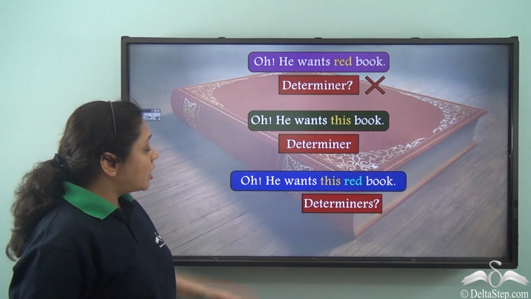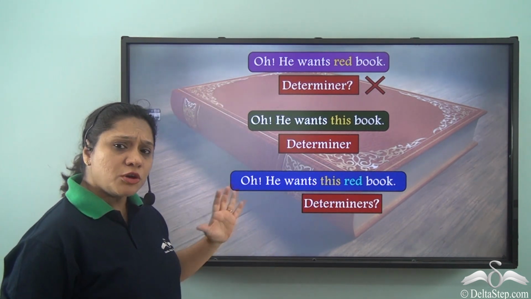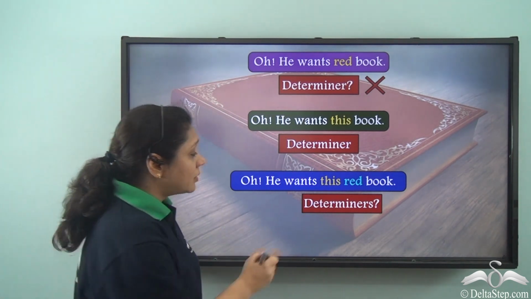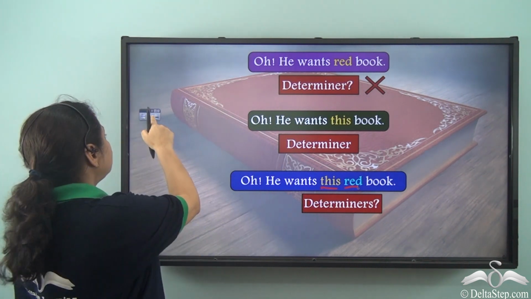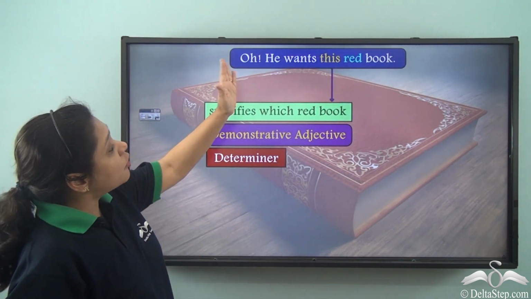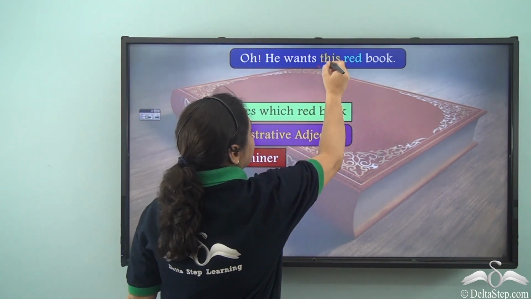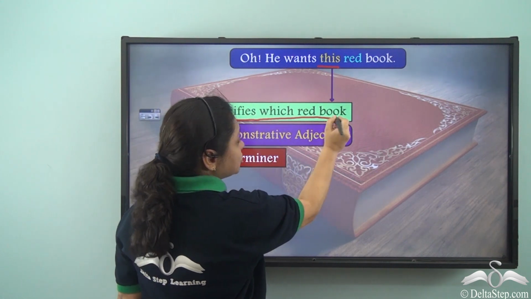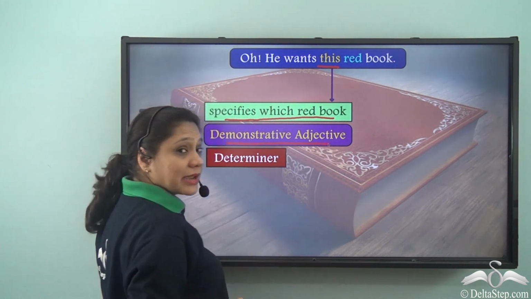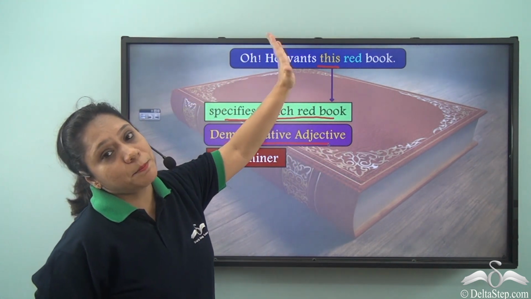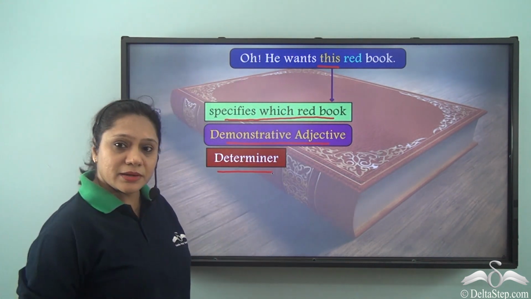But if I say, oh, he wants this red book, then what do you think is a determiner here? Are both this and red determiners? Let us see. So if we have, oh, he wants this red book, then this specifies which red book. We have already learned that this is a demonstrative adjective. It is pointing to a particular red book. Hence, this is definitely a determiner.